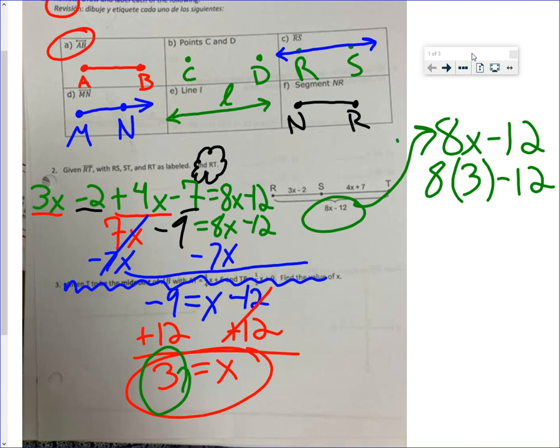And now we're just going to do PEMDAS. 8 groups of 3 or 3 groups of 8 is 24 minus 12 gives us 12. So the final answer for the measure of RT is 12.